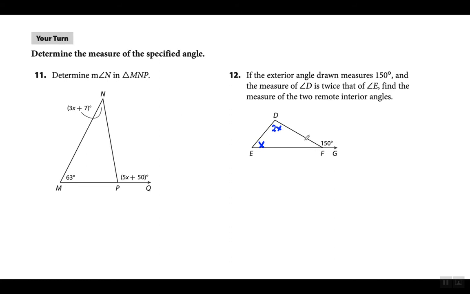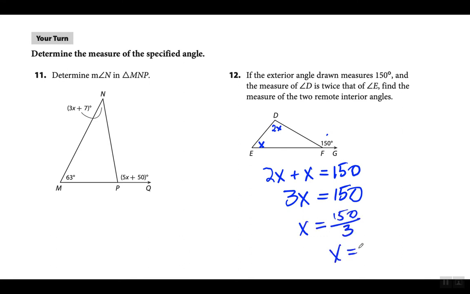Y ahora eso me permite resolver este problema. Alright, so the equation, relationship that we know is that the exterior angle, which is 150, equals the sum of the two remote interior angles. La relación que ya sabemos es que el ángulo exterior, la medida del ángulo exterior es equivalente a la suma de los dos ángulos interior remoto. So 2x plus x has to equal 150. Now look how easy the problem is. Miren qué fácil es el problema ahora. Now just divide 150 by 3.